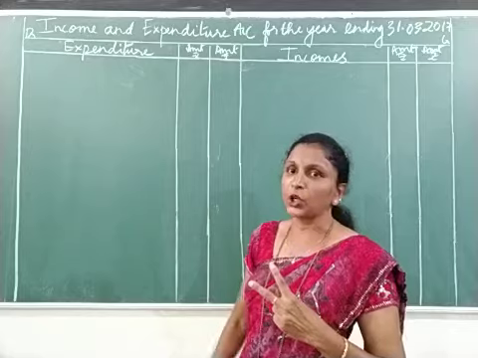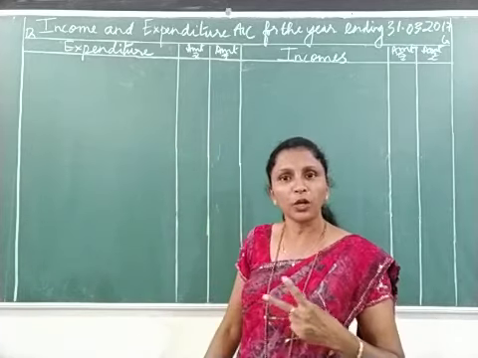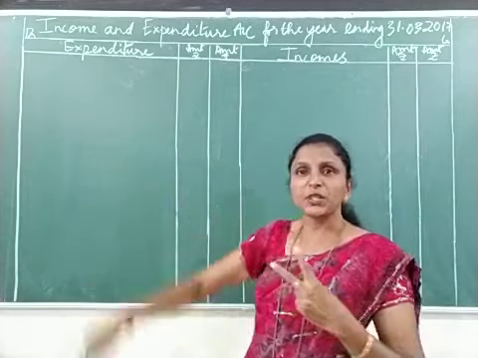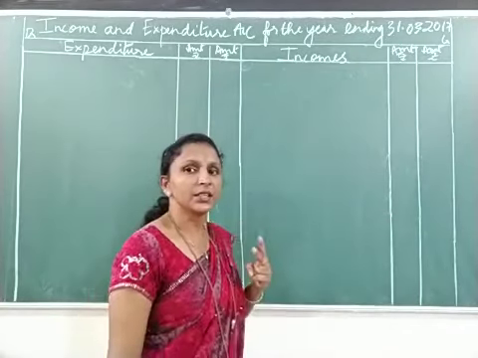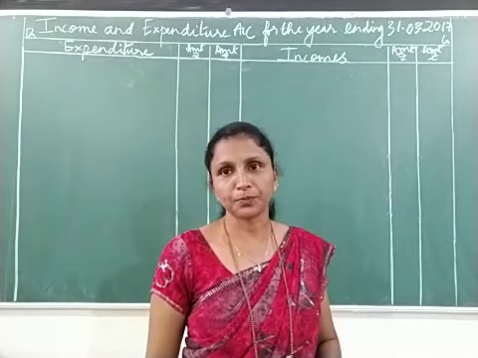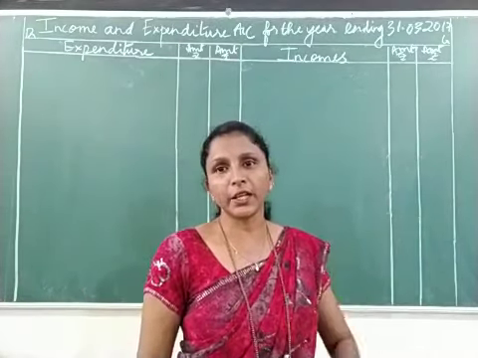How to prepare it, or what should be the heading of the account? We have already drawn there. Just have a glance. Income and expenditure account for the year ending 31/3/2017. That is the end of the current year. That should be the heading given.